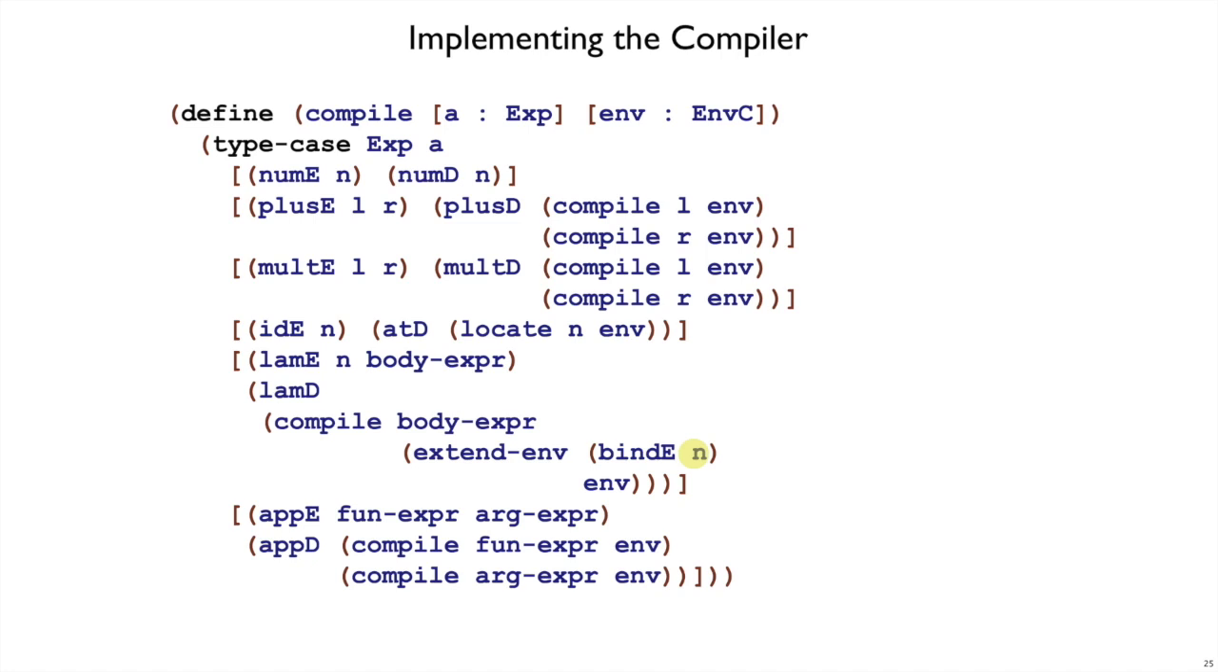We're not interpreting. We can't record the name with a value, but we can record the name in the environment, and then locate will be able to use the shape of that environment to predict where the name will be at runtime. So after we compile the body, we just wrap it back up in a lambda.